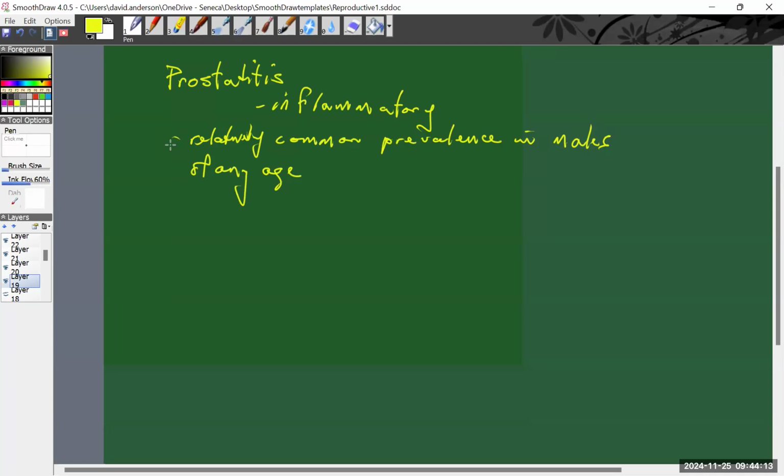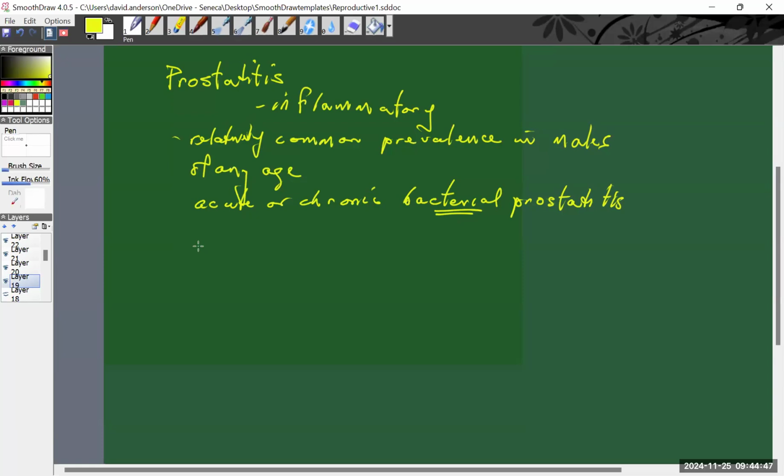So there's a few different variations on prostatitis. It can be described as acute or chronic bacterial prostatitis. So this is prostatitis that develops as a result of a bacterial infection, obviously. Chronic prostatitis or chronic pelvic pain syndrome, which is prostatitis that has no exact cause.